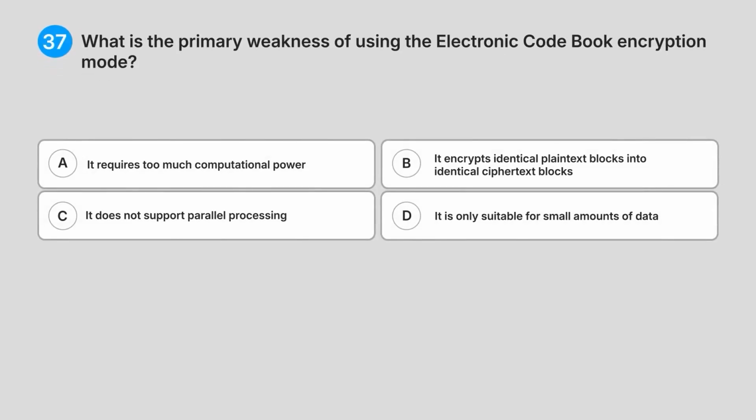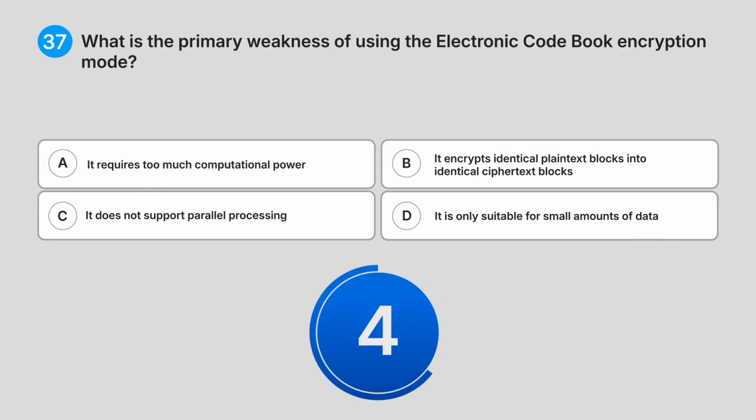37. What is the primary weakness of using the electronic codebook encryption mode? A. It requires too much computational power. B. It encrypts identical plaintext blocks into identical ciphertext blocks. C. It does not support parallel processing. D. It is only suitable for small amounts of data. Do you know the answer?